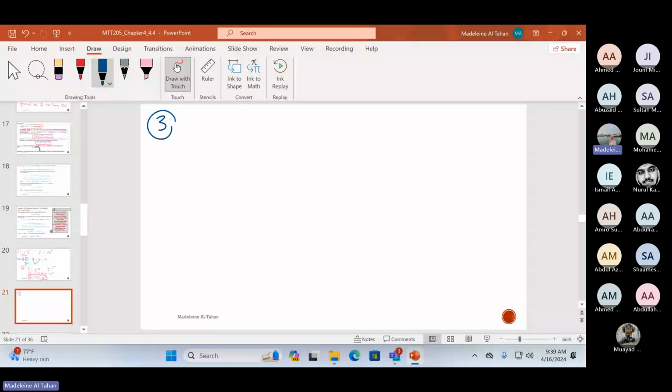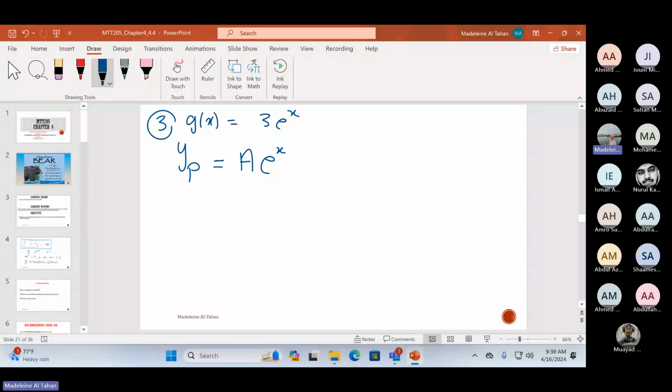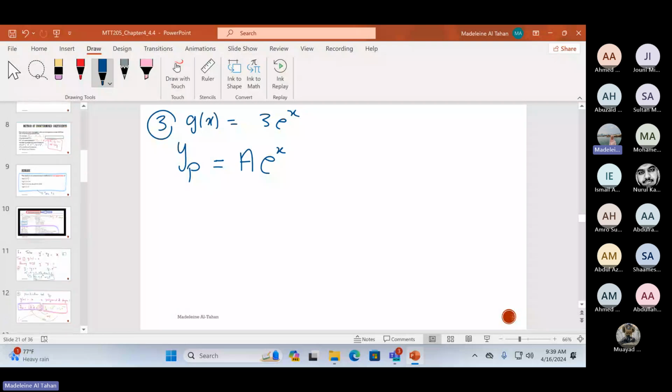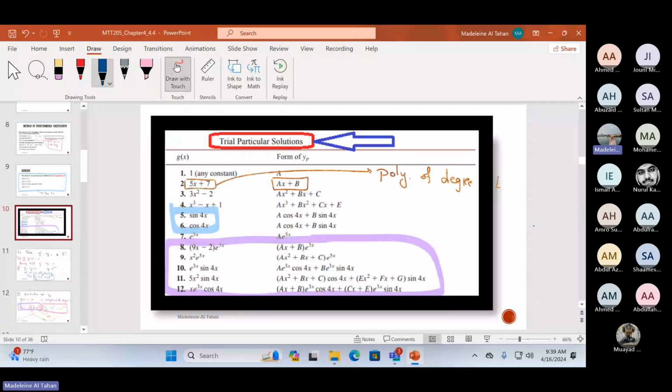First, the trial YP. YP is dependent on g of x. g of x is 3e^x. So YP is a constant times the exponential. Do we agree? From where did you bring this one? Let's go back to our table. When we have an exponential, we will write it in the same form, constant times the exponential. Are we okay with it, miss?